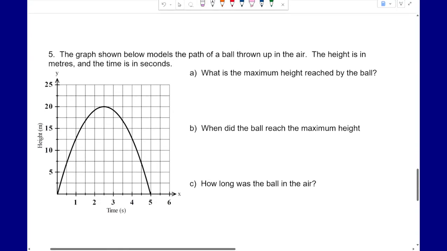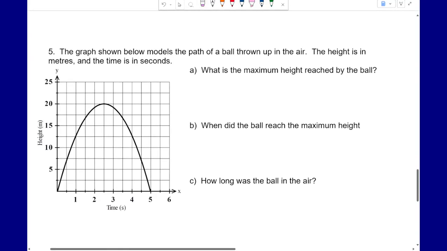The very last thing, we're going to look at just kind of a real life scenario, or a graphical model, or adding a scenario to the quadratic and then answering questions. So the graph shown below models the path of a ball thrown up in the air. The height is in meters and the time is in seconds. What is the maximum height reached by the ball? Well, the maximum height would be our vertex, this point right here. So 20 meters is the maximum.